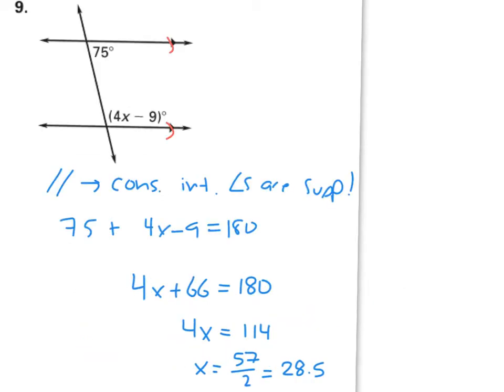So then we can begin solving: combine like terms to get 66, subtract 66 to get 114, then divide by 4 to get a fraction, and my answer, 28.5. Notice I'm only asked to find the value of x. I don't have to go back in and find out this right here. But we already knew that because those two were supplementary. Now take a moment to practice these problems and make sure that you get them correct.